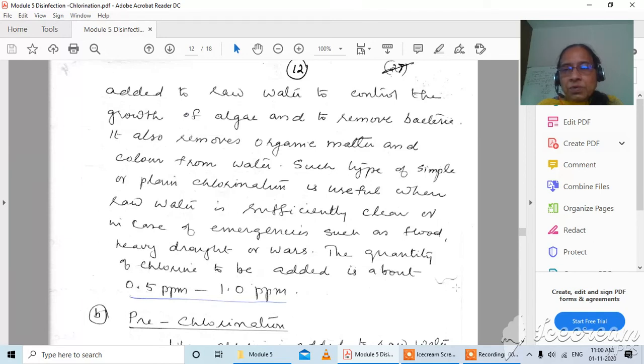Such type of simple or plain chlorination is useful when raw water is sufficiently clear, or in case of emergencies such as flood, heavy drought or war. The quantity of chlorine to be added is about 0.5 ppm to 1 ppm. So that is the first form of chlorination, that is the plain chlorination.